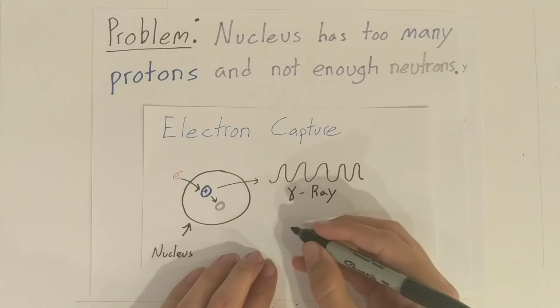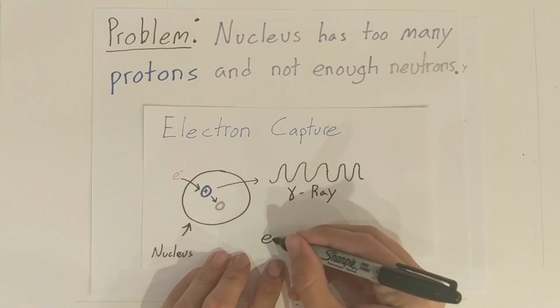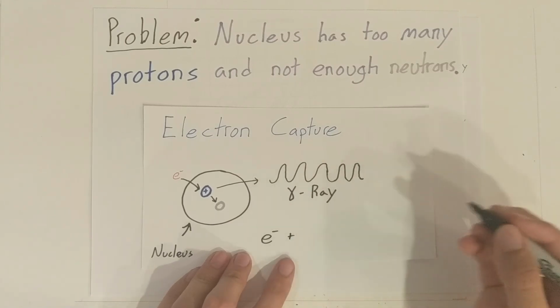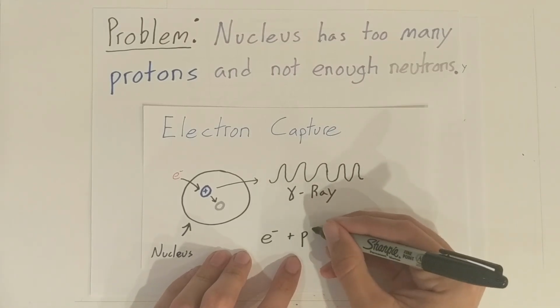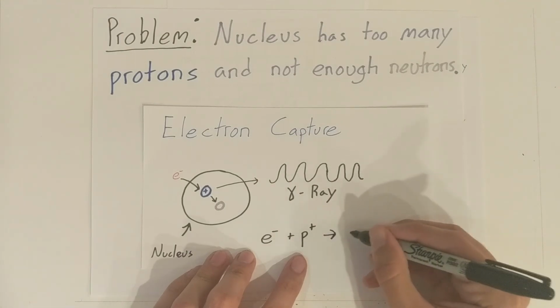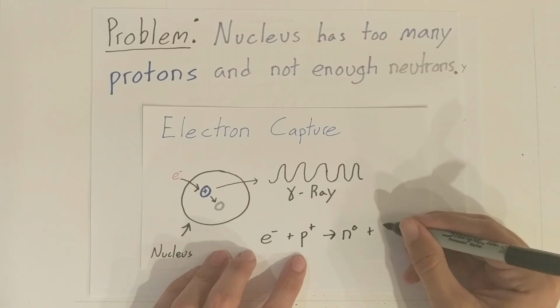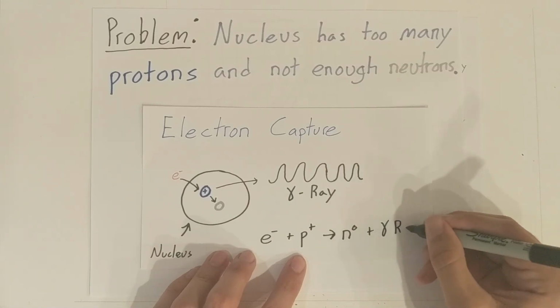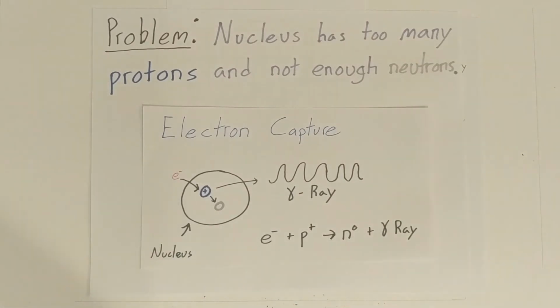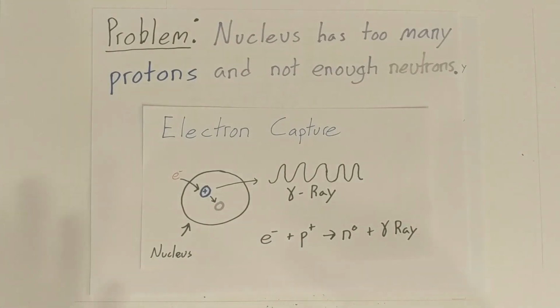So if we wanted to write out what happens in this scenario, we have an electron, and it gets captured by a proton, and that neutralizes it, turns it into a neutron, and gamma radiation. Electromagnetic radiation, like gamma rays, they don't have any mass at all. They're just high energy radiation.